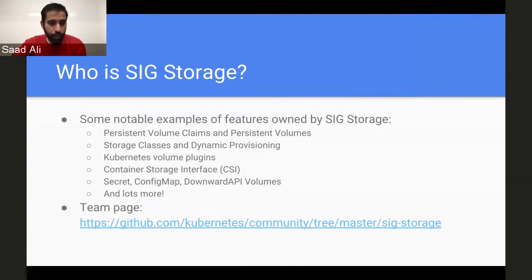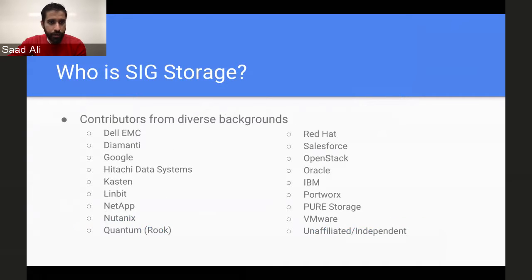The team page here is where you want to go if you're interested in learning more about what we do, as well as how to get involved. And this group is made up of a very diverse group of folks from a bunch of different backgrounds. Number of different companies involved, some affiliated with companies, some not affiliated with companies. It's a very, very large group. On our bi-weekly meetings, we tend to get something like 30 to 50 people that'll show up regularly.